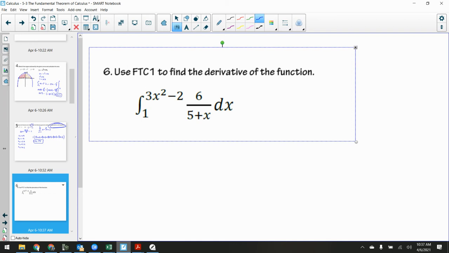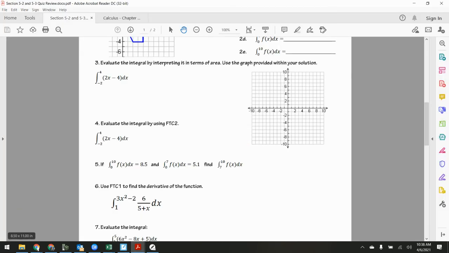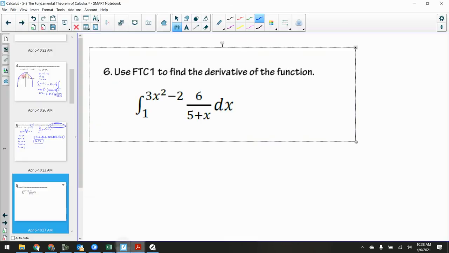Okay, just taking a look at what I needed to do. Remember, the fundamental theorem of calculus one said that the integral and the derivative will cancel each other out, right? That's what FTC one really said: that derivatives and integrals really are inverses of one another. So if I take the derivative of an integral, it will cancel itself out, just like if I take the square root of a square, or multiplication and division.